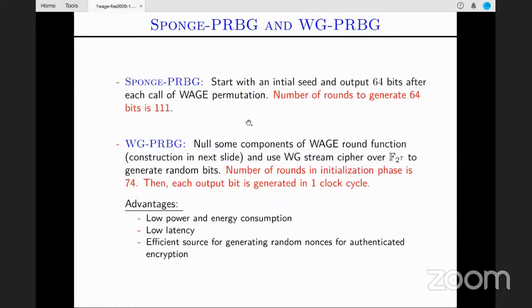What we do is tweak the design of the Wedge round function by grounding some of its components and converting it into the WG stream cipher over F_2^7. Then we do the initialization phase for just 74 rounds and output each bit in one clock cycle. This has certain advantages which are crucial for lightweight scenarios. For example, it has low power and energy consumption, low latency, and most importantly, it can be used as an efficient source for generating random nonces for authenticated encryption.